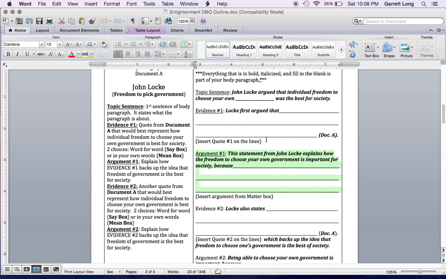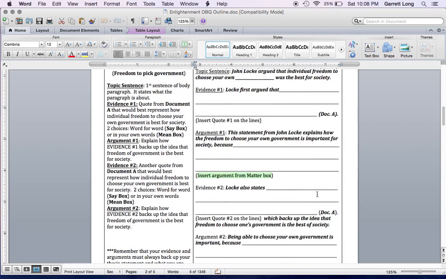This statement from John Locke explains how the freedom to choose your own government is important for society because on these lines, you are arguing, you are giving your explanation how that piece of information or quote explains and shows how his idea of freedom to choose your own government is the best for society. Once again, you are going to use the matter box for this. Okay, so hopefully we see a trend here, guys. If you filled out your Save Me Matter chart correctly, this outline should be a piece of cake.